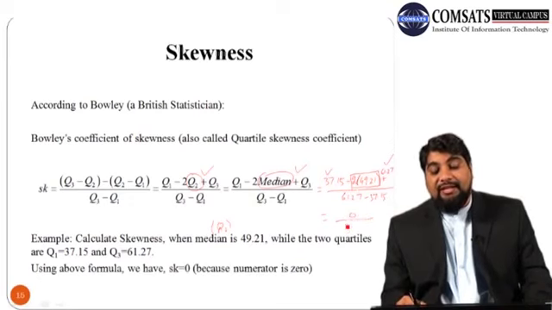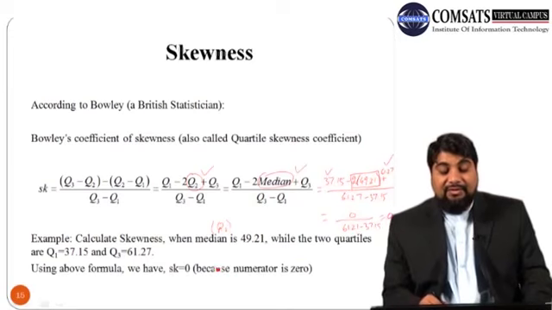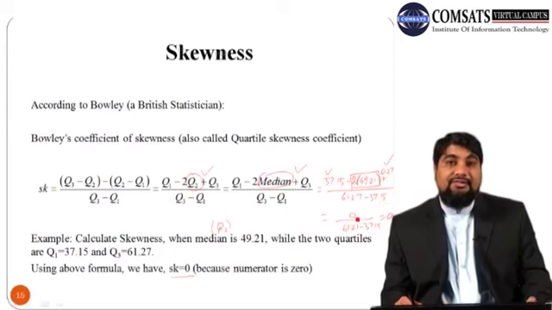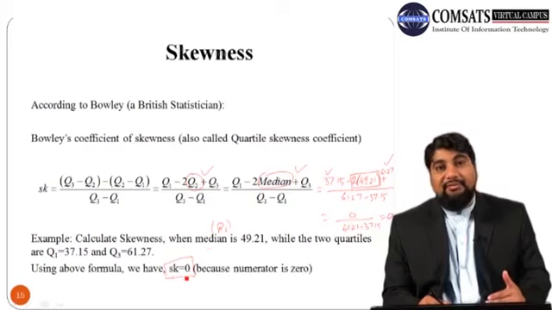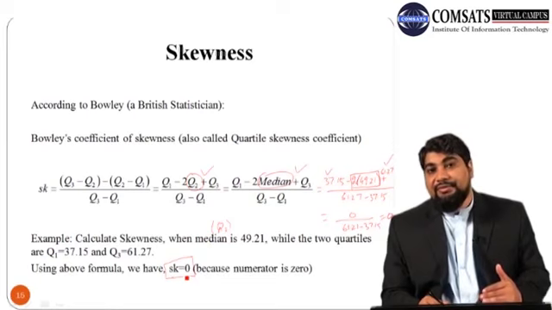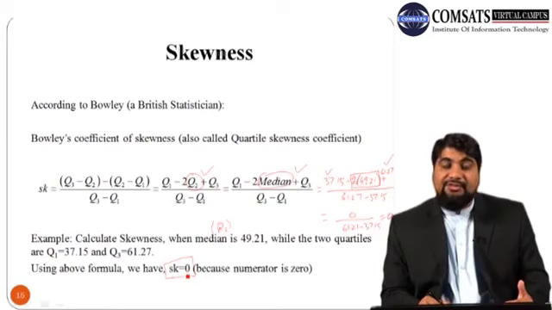So 0 divided by anything, 61.27 minus 37.15, we get 0. So in this case skewness is 0. Why? Because this numerator is 0, and 0 divided by anything is 0. One very important point to note is that since the calculated value of skewness for this data is 0, this means that the distribution is symmetric.